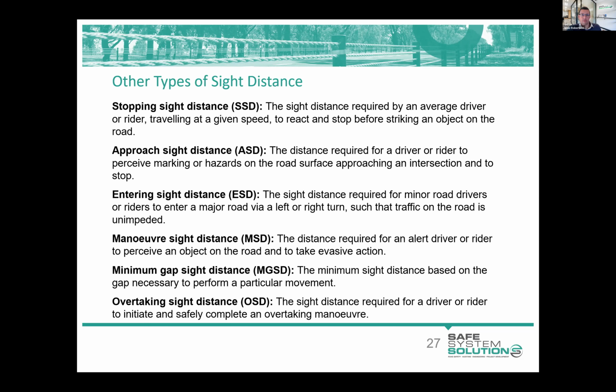So they're both measured from driver eye height. Approach sight distance is measured to the pavement level. So that's particularly important on approaches to intersections where you've got hold lines, turn arrows, and these types of things. Stopping sight distance is a requirement that should be applied continually along roads at all locations.